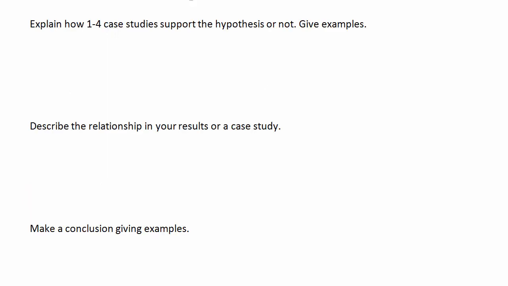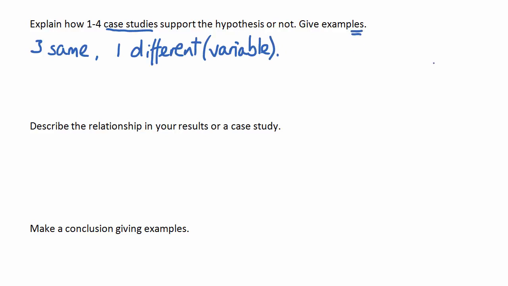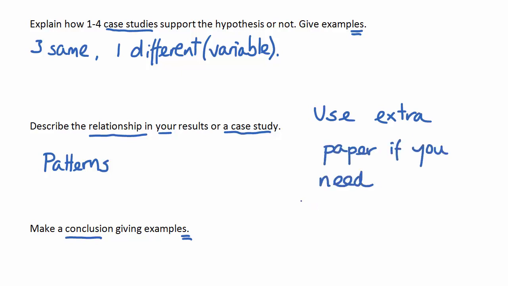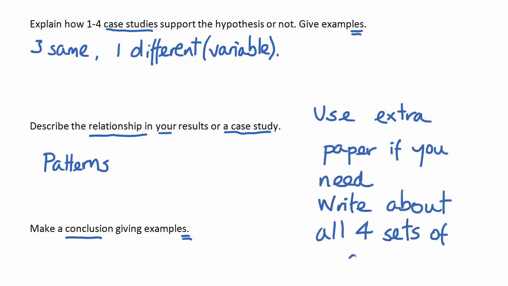You will be given a sheet of paper with about 4 case studies. You need to explain whether they support the hypothesis or not, giving examples. Usually, 3 of them are the same sort of experiment as the one you've done, but one of them is similar but it uses a different variable. Try and spot this early on. You'll probably need to describe some sort of relationship in your results or a case study and look out for patterns, and this will help you to make a conclusion giving examples. Use extra paper if you need, and write about all 4 sets of data.